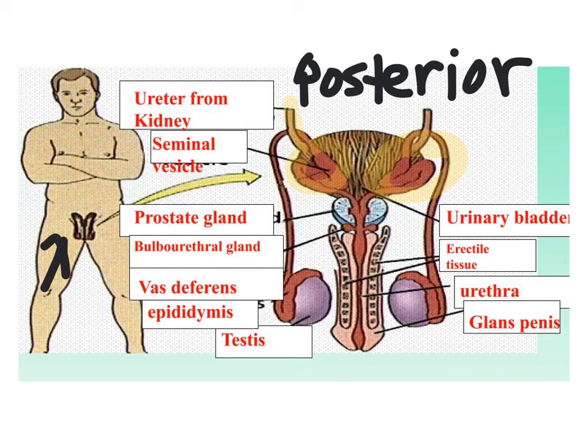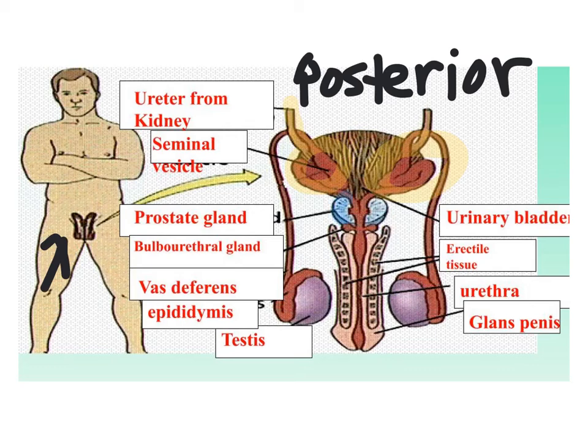So this would be the ureter from the kidney. So our kidneys would produce the urine, bring the urine down into our urinary bladder. And then from there, if it was urine, it would just go right through the urethra. So go ahead and check your answers here.